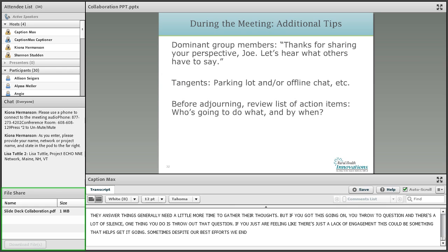So you can see that they even end their meeting by making sure everybody agrees on the action items.